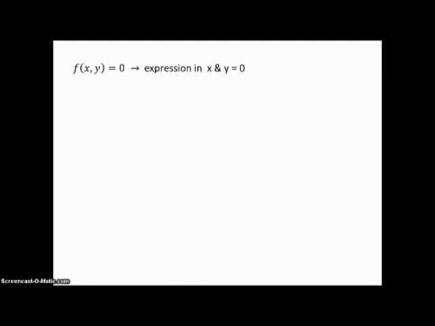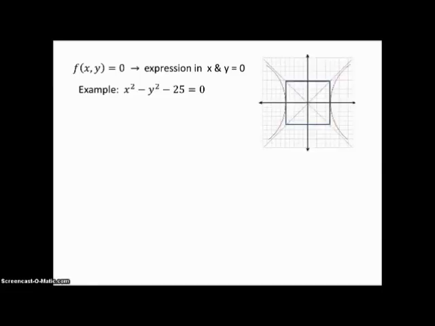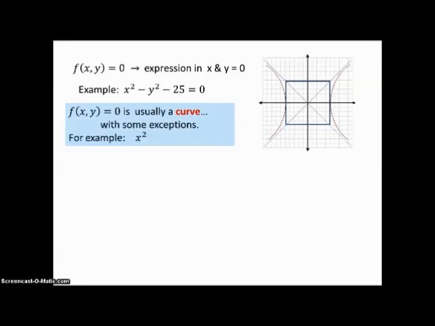What f of x comma y equals 0 means is that we have an expression in x and y equal to 0. Not necessarily a function, it could be a relation. For example, x squared minus y squared minus 25 equals 0 in 2 dimensions, because we have 2 variables, is in fact the red hyperbola shown at the right. Now, the f of x y equals 0 is usually a curve in 2 dimensions with some exceptions. For example, if we have x squared plus y squared equals 0, x and y both have to be 0, and so all we get is a point at the origin, not a curve.